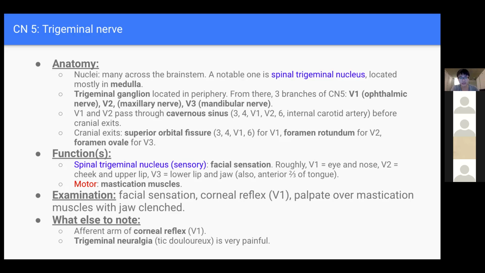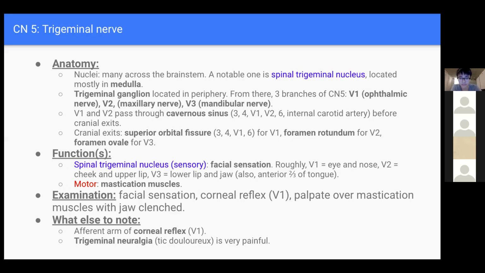So in terms of examining it, obviously it's facial sensation, where you just touch both sides of the face, see if they feel it. You can also test for the corneal reflex, which is when you touch the cornea, not with your fingers, with a piece of tissue, cotton or whatever, and you essentially elicit a blinking bilaterally.